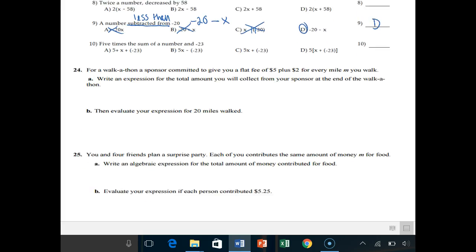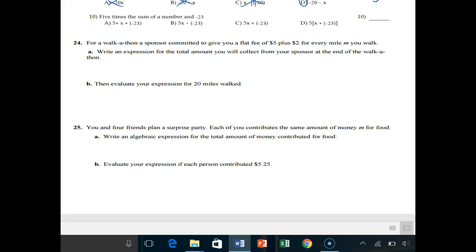Let me do number 25. You and 4 friends, so that's 5 people total, plan a surprise party. Each of you contributes the same amount of money, M, for food. Write an algebraic expression for the total money contributed for food. We each pay the same amount. That word each sometimes can mean multiply. So if we're each bringing $2, we can imagine how much money we have. Well, if I bring $2 and my 4 friends each bring $2, that's $10. So 5 times M, or just 5M.